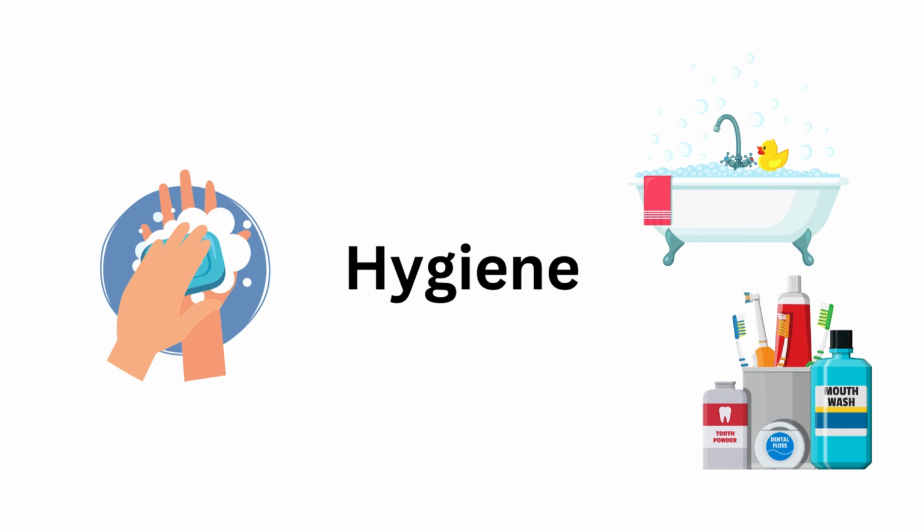The next word is hygiene. So this is the measurement of cleanliness and good health. So you can think of hygiene can be multiple things. Hand washing is a good form of hygiene.